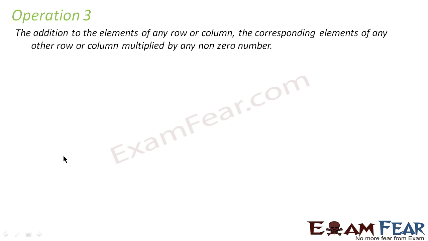We'll take operation 3. This is a little complex operation. Please pay attention. Here you say we add the element of any row or column to the corresponding row or column. So if you take a row, you have to use a row only. If you take a column, you have to use a column only in this. So you can take a row and add that to another row by multiplying with some number. You take a column, you add that with another column by multiplying with a non-zero number.